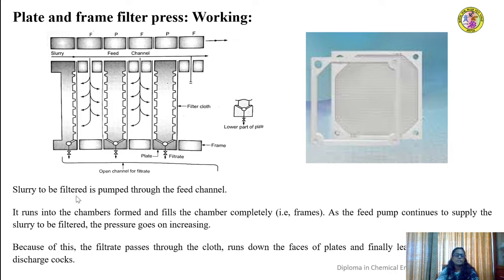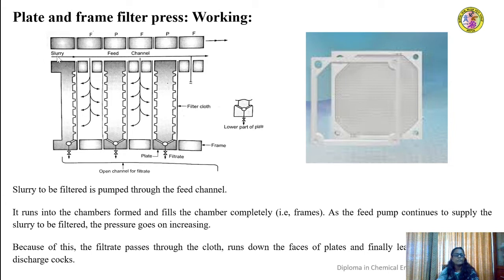Okay, let us now understand the working of the plate and frame filter press. The slurry to be filtered is pumped through the feed channel. So whatever channel results from the corner holes of the plate and frame filter press assembly, the slurry is admitted. Then it runs into the chambers. As it flows along the channel, it enters each chamber through the opening that is provided on each frame, then fills the chamber at the middle, and it occupies the entire space between each plate.